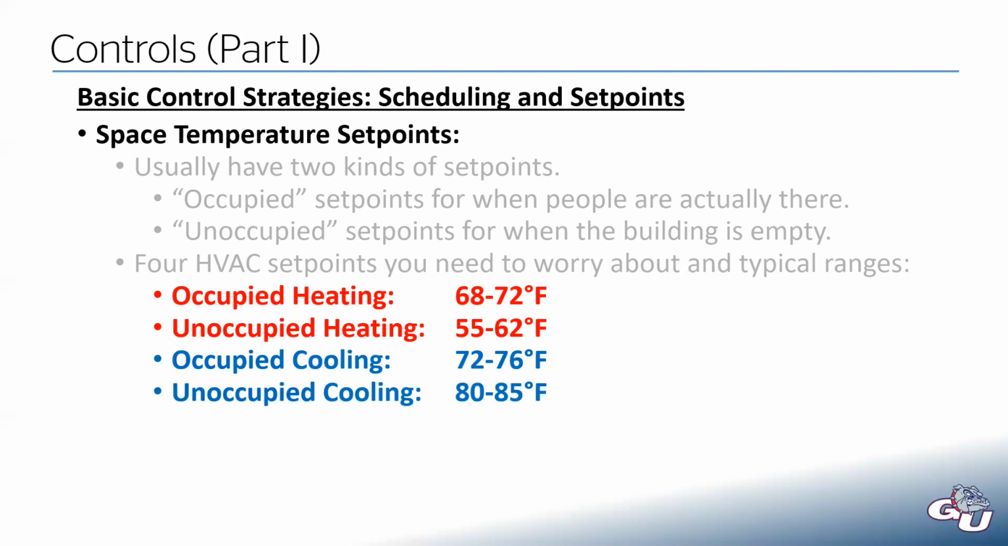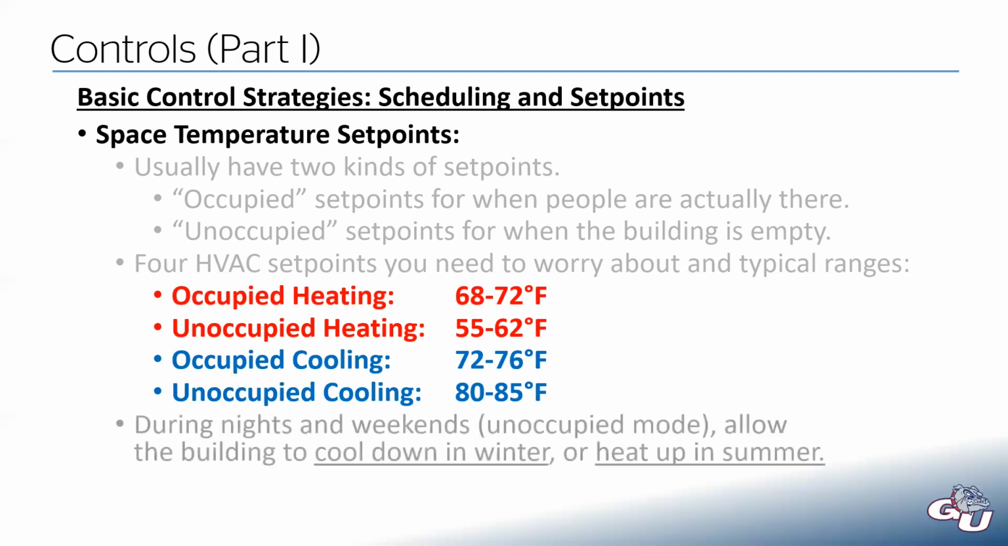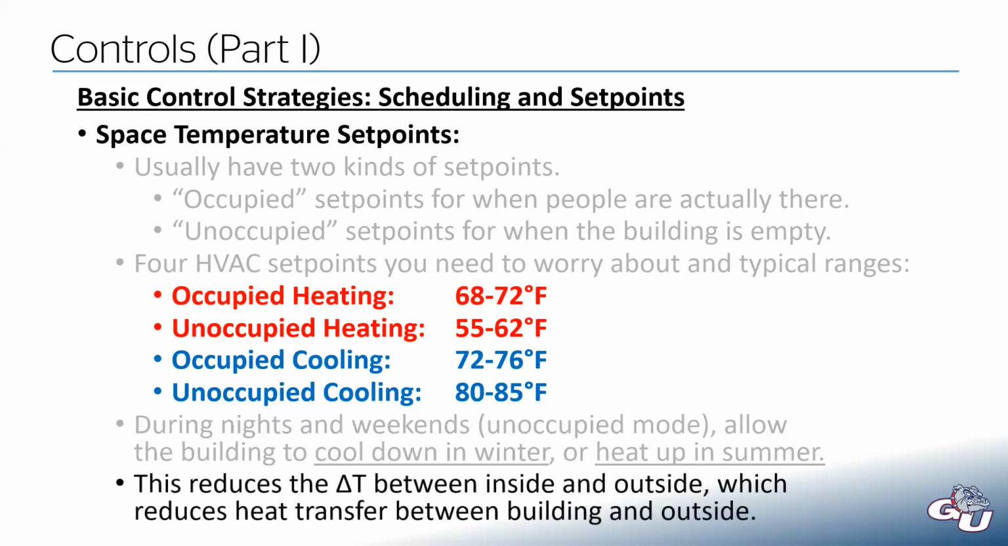And here you can see our unoccupied cooling is at a warmer temperature. So in the summer, everyone leaves and we allow the building to get warmer, because that's going to be more efficient than trying to keep the building down at 72 to 76. So during nights and weekends, when we're in unoccupied mode, allow the building to get colder in the winter and warmer in the summer. This is going to reduce the delta T between the inside of your building and the outside of your building, which will reduce your heat transfer and reduce the amount of heating and cooling you have to do.